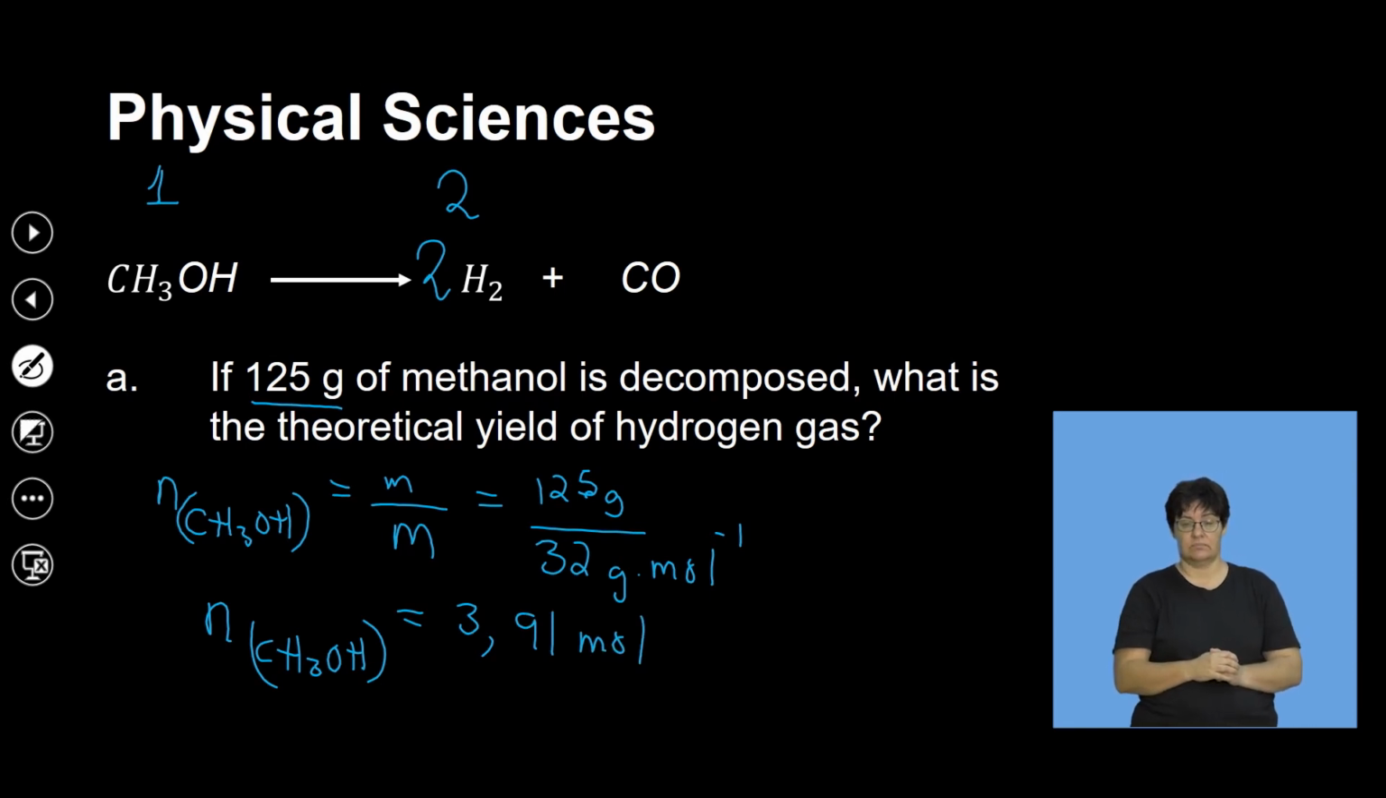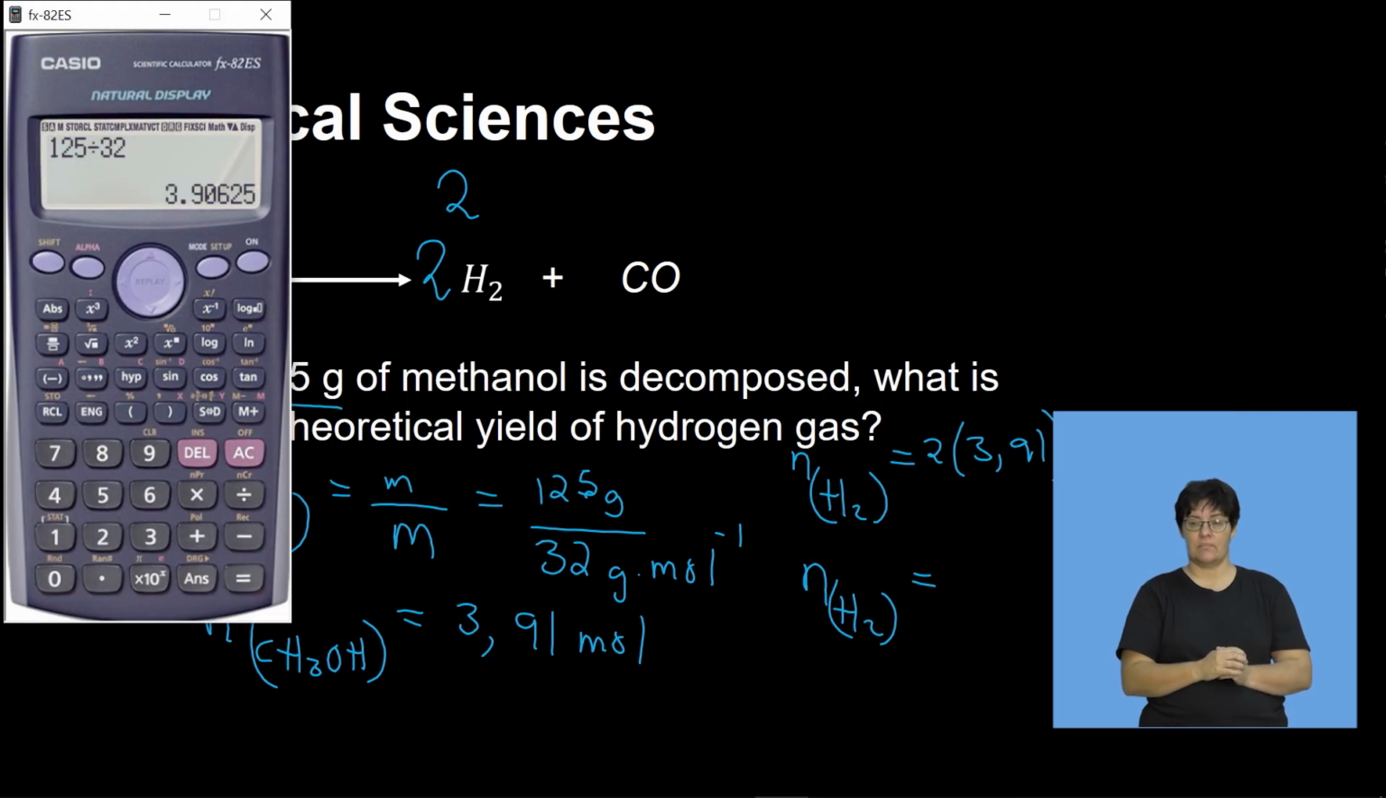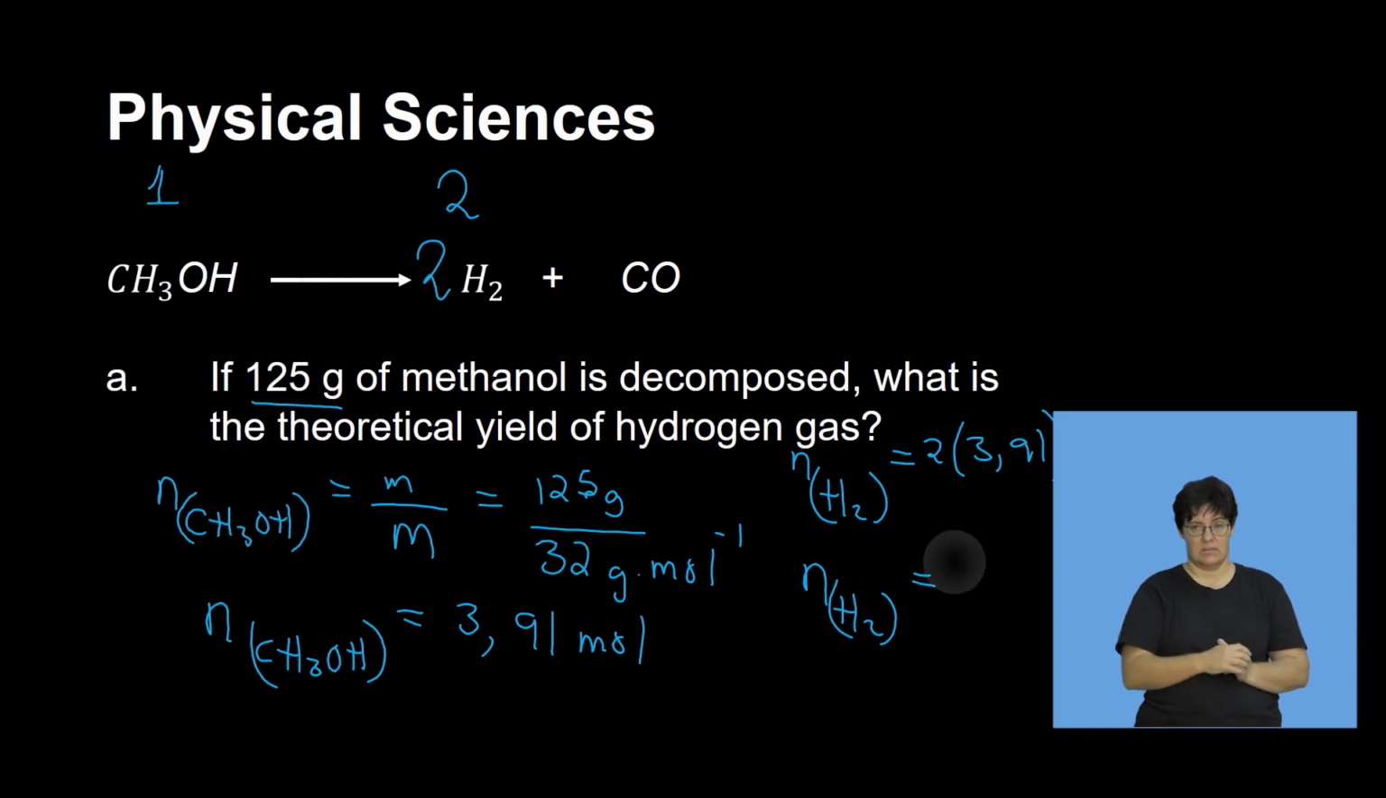Now, every mole of methanol gives us double the number of moles of hydrogen. In other words, the number of moles of hydrogen based on the stoichiometric ratio of 1 to 2 is going to be 2 times the number of moles of methanol. So it's 2 multiplied by 3,91. Going back to our calculator, 3,91 multiplied by 2 gives us 7,81. So it's 7,81 moles of hydrogen gas. That's the number of moles.